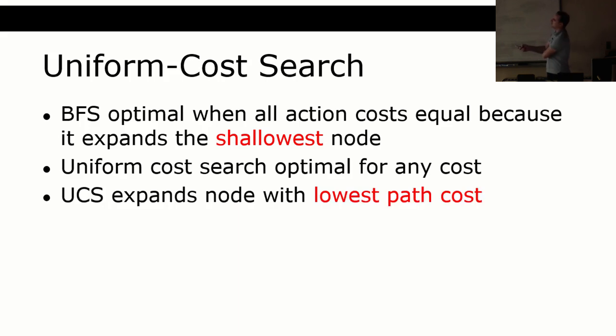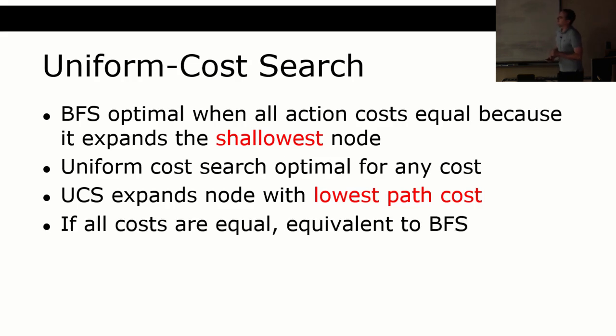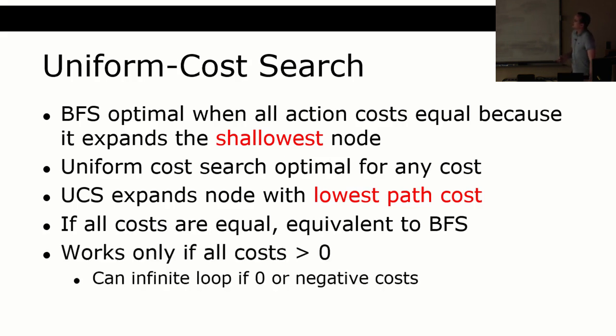And so what uniform cost search is going to do is it's going to look through the fringe and choose the node with the lowest path cost so far and expand that. And so if all costs are equal, then this is equivalent to BFS, but in general, it's not. And it only works if all costs are greater than 0, et cetera, et cetera. You could have an infinite loop if there's negative or 0 costs, so we're throwing those out. It's only positive costs.